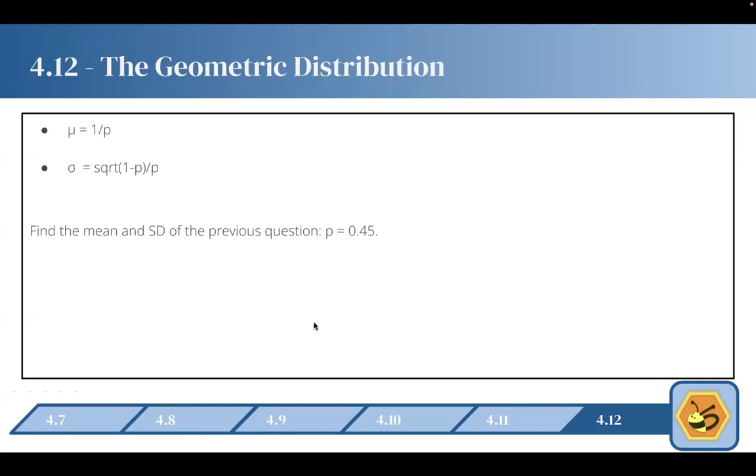All right. So the parameters for the geometric distribution, again, are even more simple than the binomial distribution. The mean is just going to be 1 over p. The standard deviation is going to be the square root of 1 minus p, over p. Any questions? Maybe let's have you guys do this last little bit here. Can you guys find the mean and standard deviation? It's just plug and play, right?